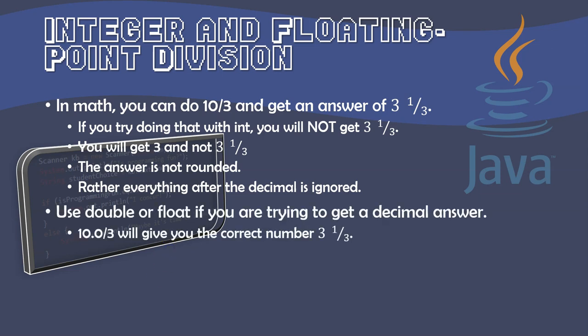So if we want to get our traditional 3.3 repeating, we actually need to use either a double or a float if we're trying to get a decimal answer. So for example, if I did 10.0 divided by 3, we would get the correct number of 3 1/3. And so we could take our double num1, set that to 10, and then divide that by the integer num2, which was set to 3, and we would get this correct value.